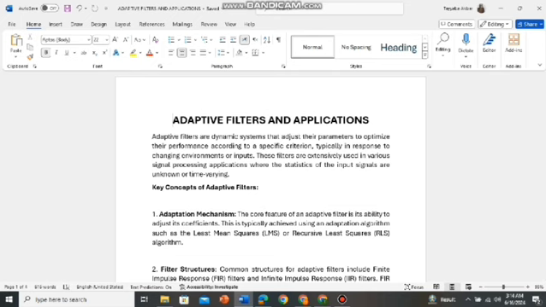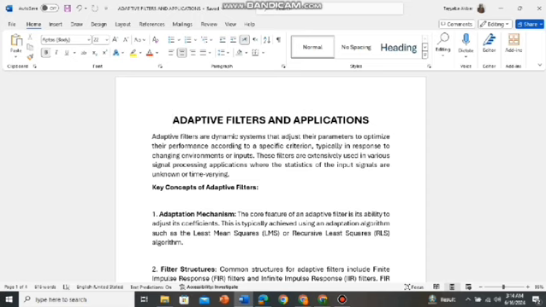Now we are going to discuss the assignment on adaptive filters and their applications. First, we have to discuss what adaptive filters are. Adaptive filters are dynamic systems that adjust their parameters to optimize their performance according to a specific criterion. Typically, their response changes when the environment or input changes.